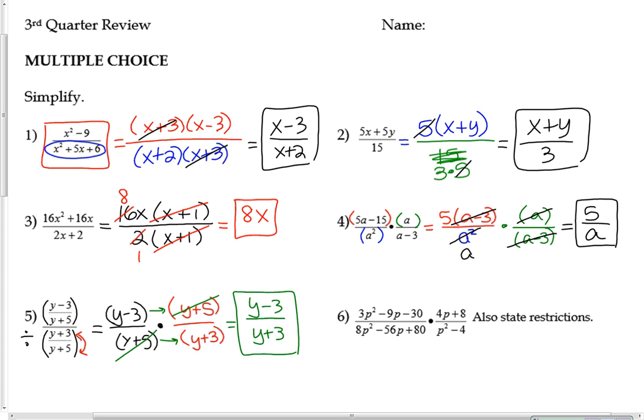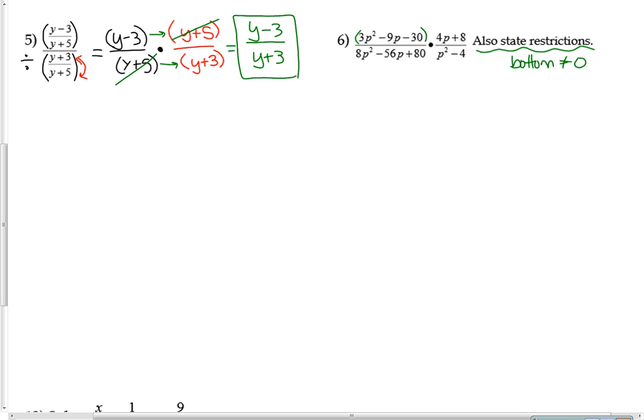All right, number 6 is another multiplication problem. The factors get a little nastier here, but they also ask us to state the restrictions. Remember, the bottom cannot equal 0. So in order to state the restrictions, I want to look at my factored form and make sure none of my denominators equal 0. I'm going to scoot this up some here. Okay, essentially I have 4 factoring problems I need to do before I start here.